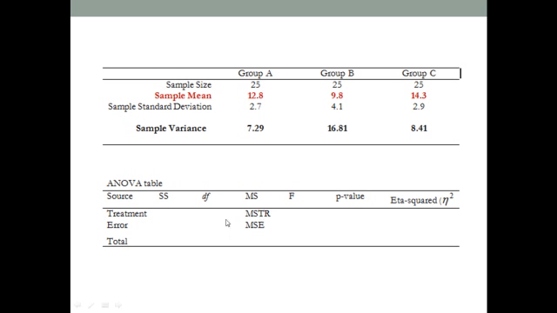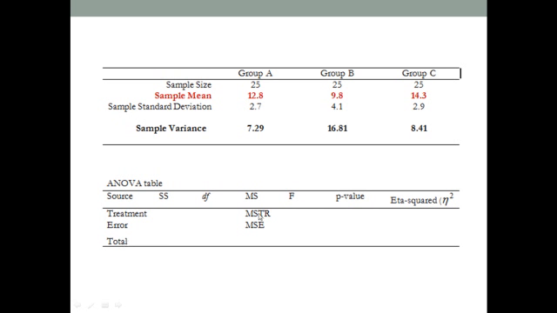The degrees of freedom for the treatment are k minus 1. There are 3 groups minus 1, so you're going to get a 2 right there. And for MSE, the degrees of freedom is going to be the total sample size, 25 plus 25 plus 25 is 75, minus k. So 75 minus 3 is 72. Again, I'm not going to work these out. I'm just trying to get the ball rolling on these.